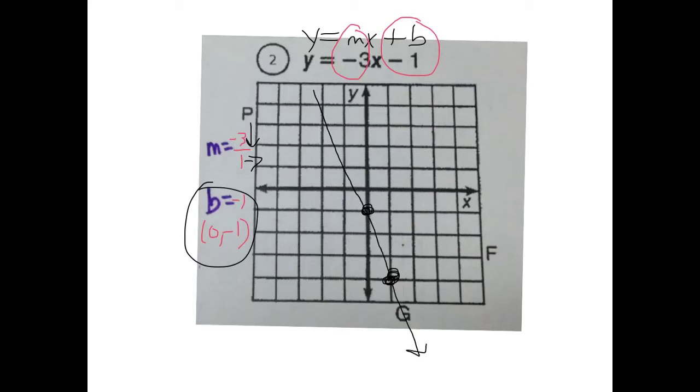We did teach you in class that you could go backwards and backtrack. That would be up 3 over 1 and put a dot, and you could work it that way too.